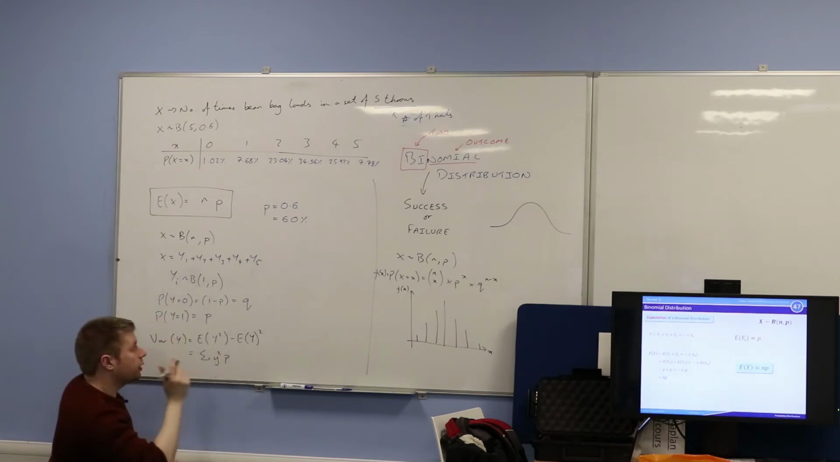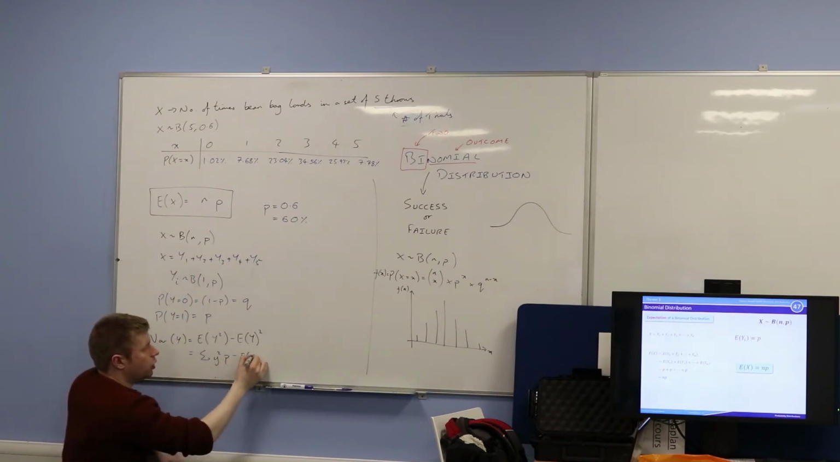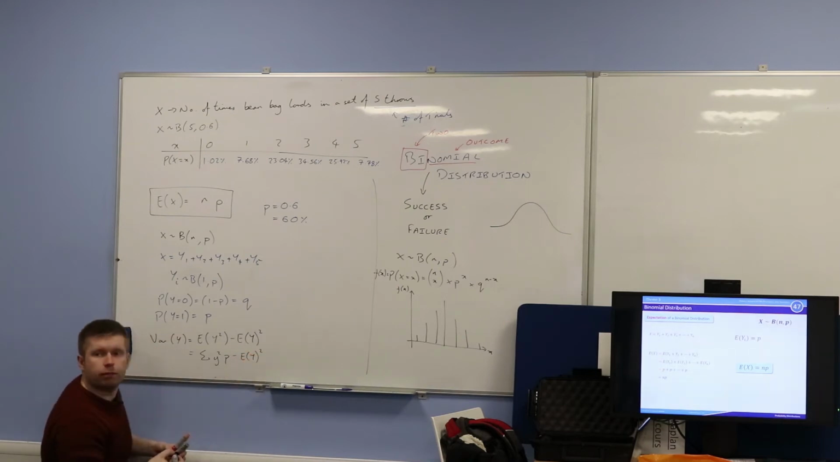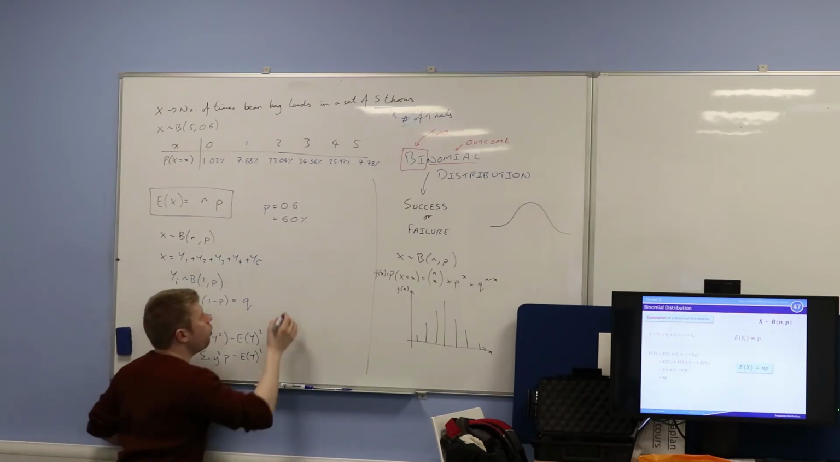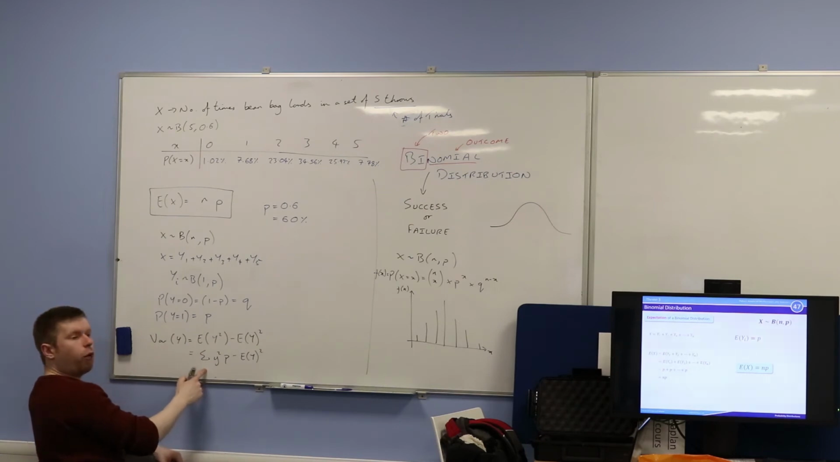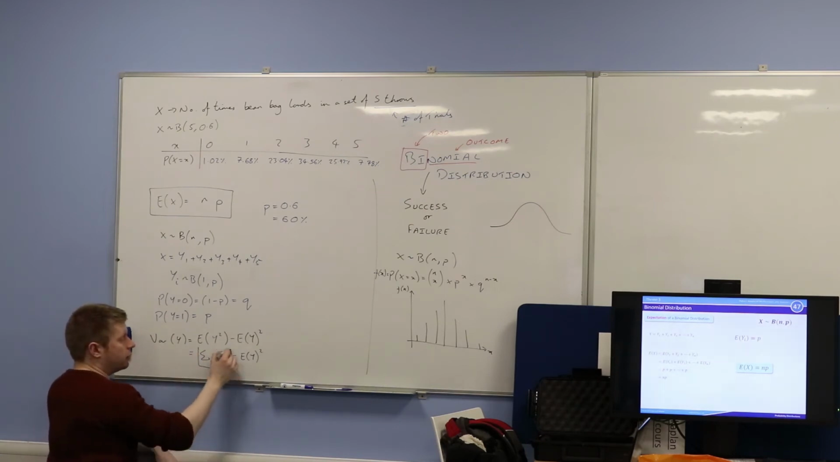Minus the expectation of y all squared. Is that okay? Good. So let's think about this. I want the expectation of y squared, so I'm just going to deal with this bit first. What's the expectation of y squared going to be?